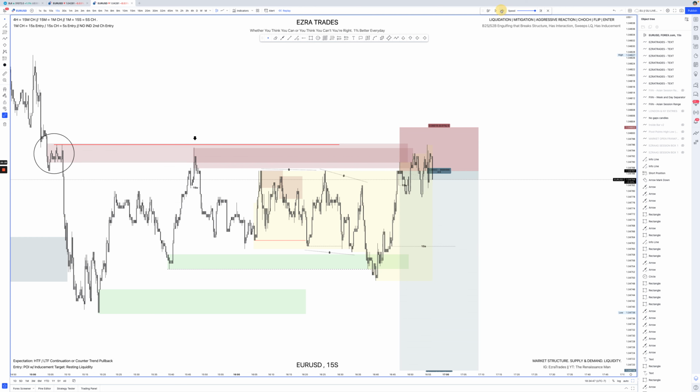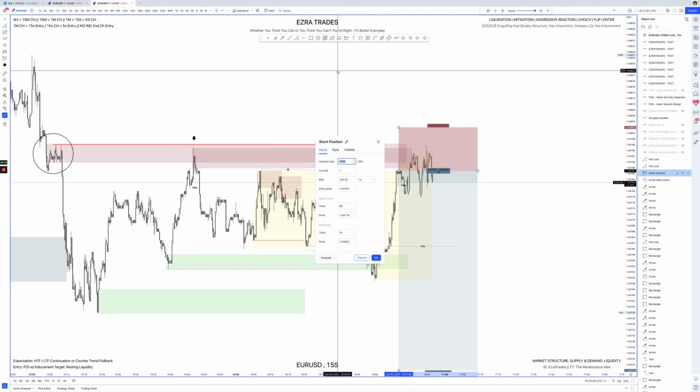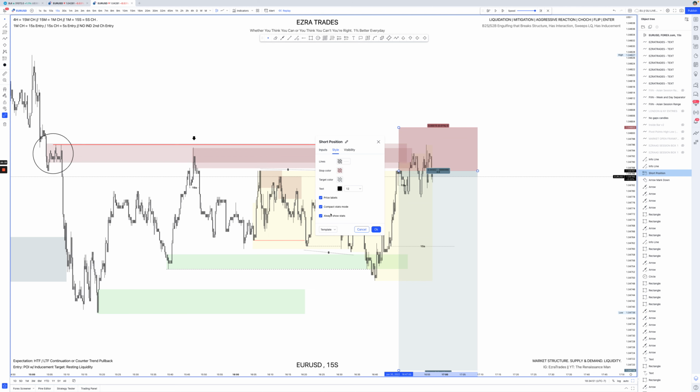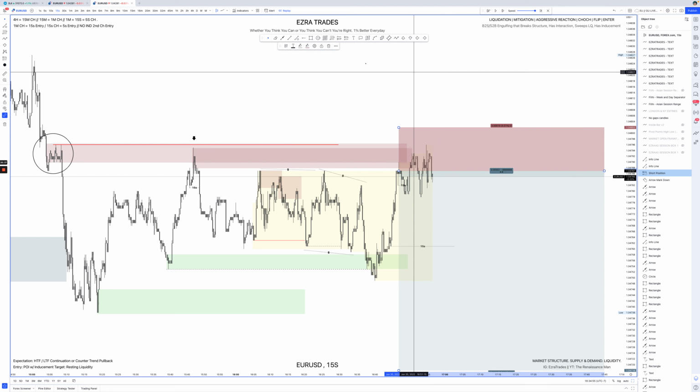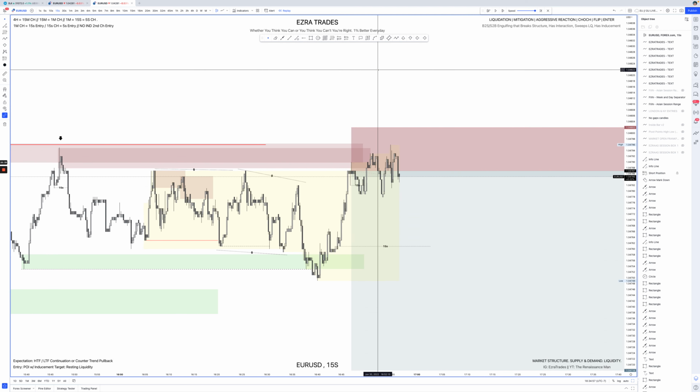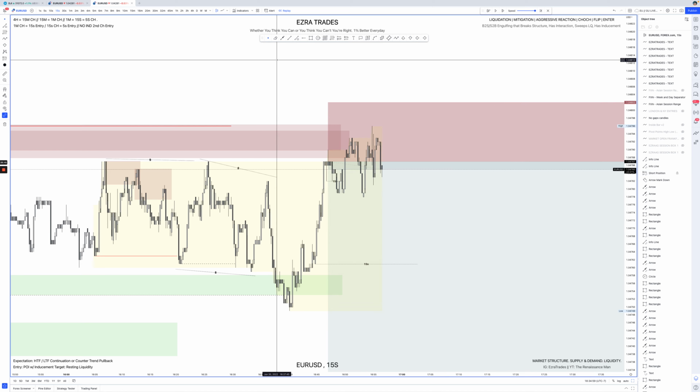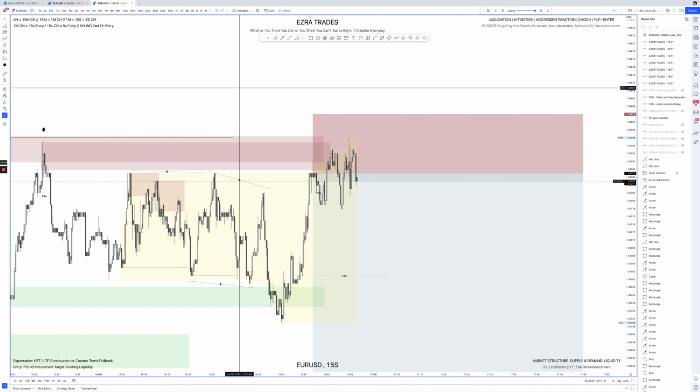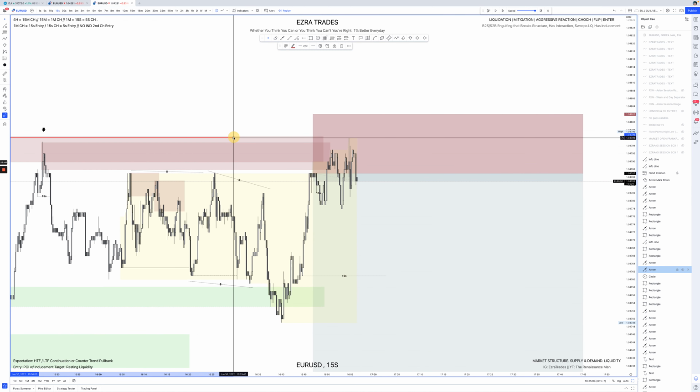It likes to wick people out. So how am I going to manage this trade? All right, so let's hide that. And then what we'll do is we are going to focus on that lower time frame. All right.